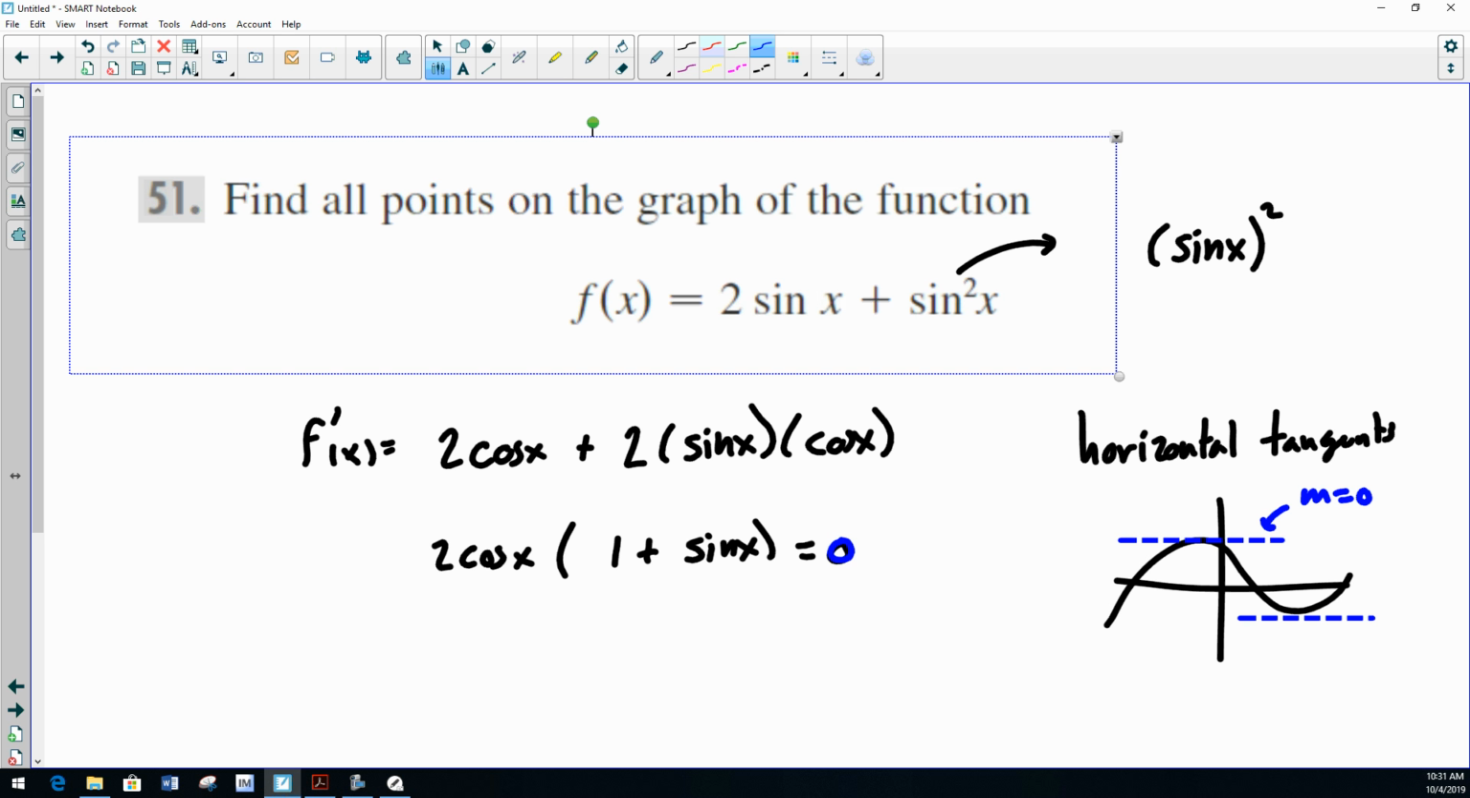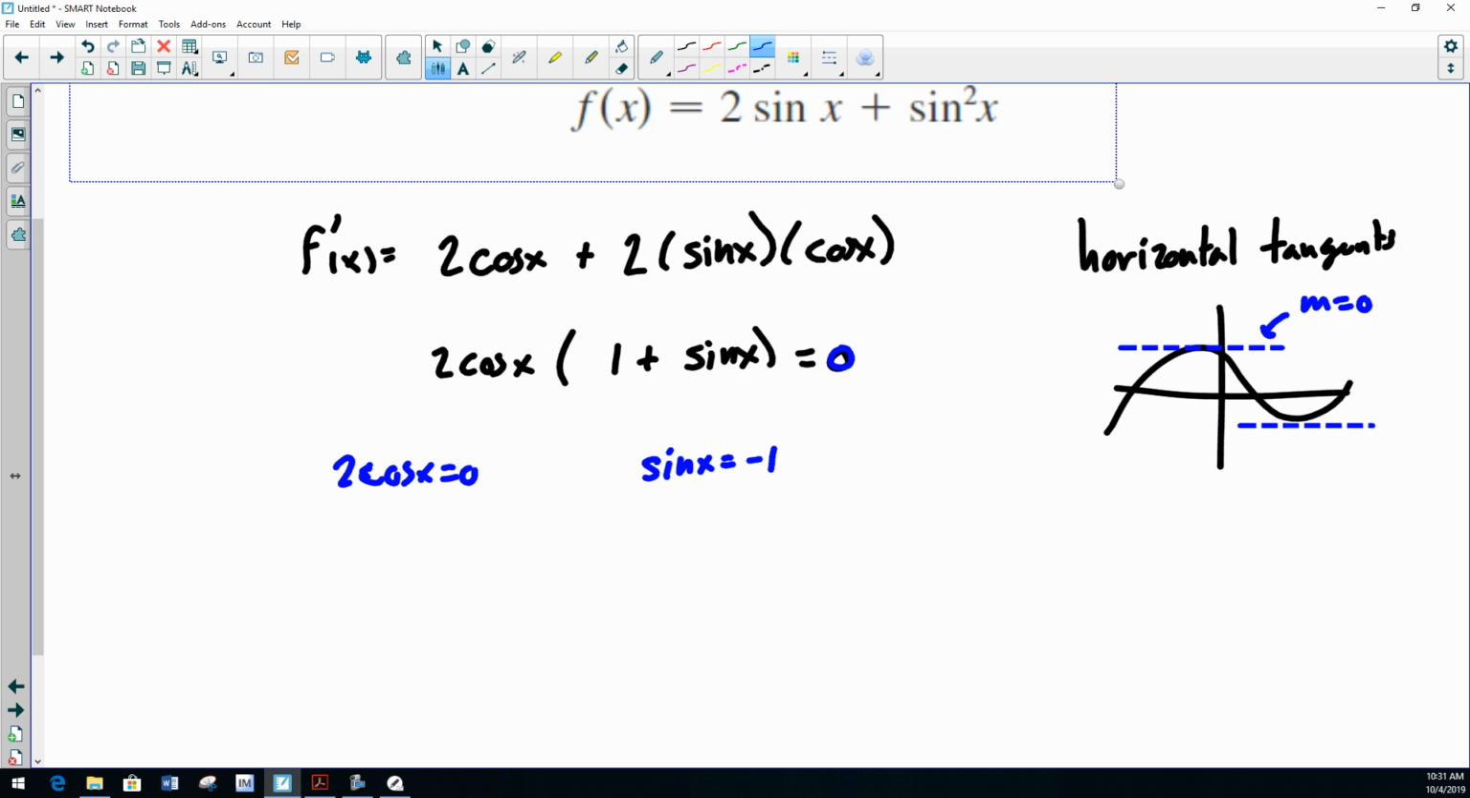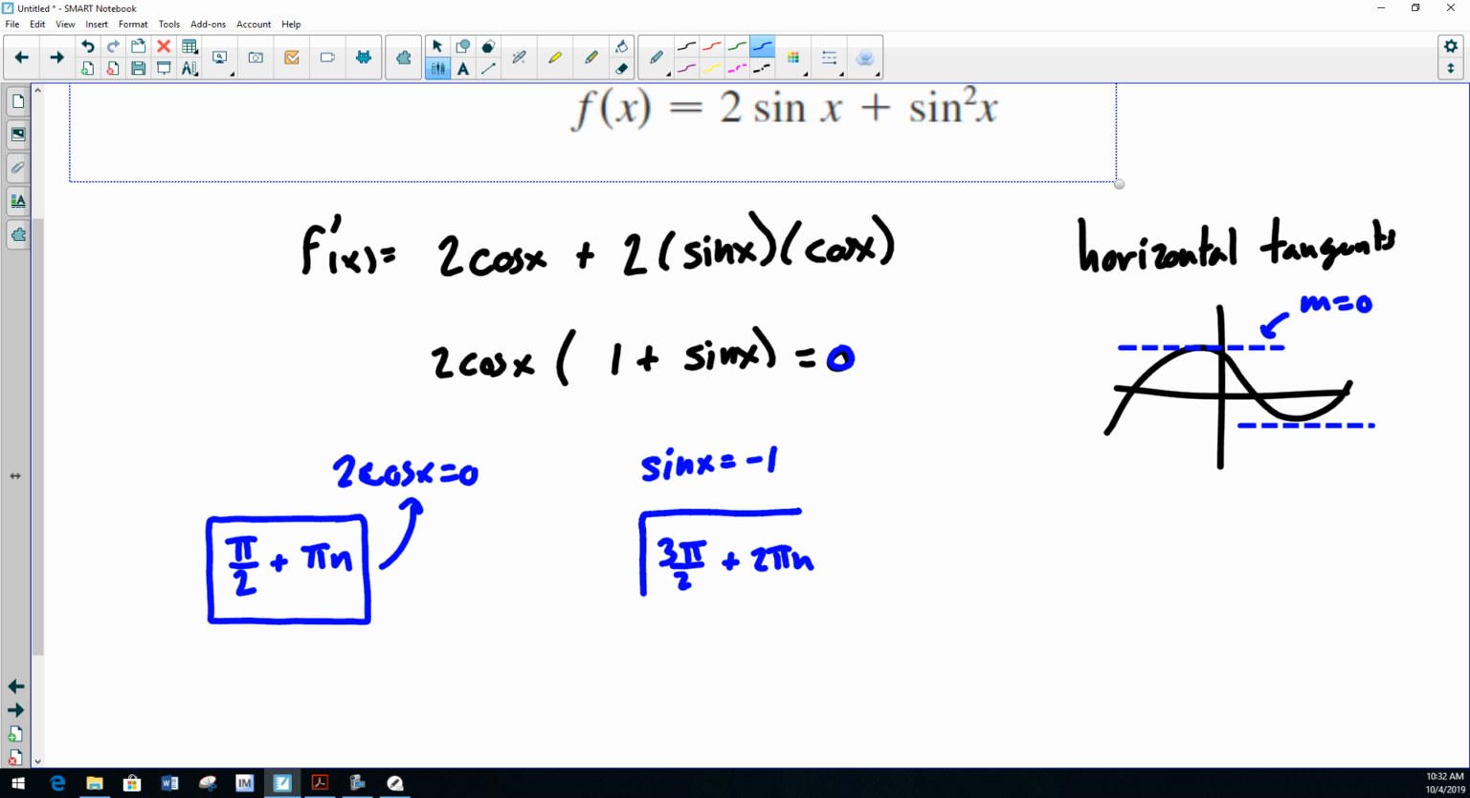2 cosine of x equals 0. Sine of x equals negative 1. You could use your unit circle here. Cosine is equal to 0 at pi over 2, 3 pi over 2, 5 pi over 2, 7 pi over 2. So last year you would add a pi n. Those are all the answers in the world for this guy. Sine is equal to negative 1 at 3 pi over 2 plus 2 pi n. And these are all the answers in the world for this problem. Do you guys remember when to add 2 pi n, all that stuff? Okay.